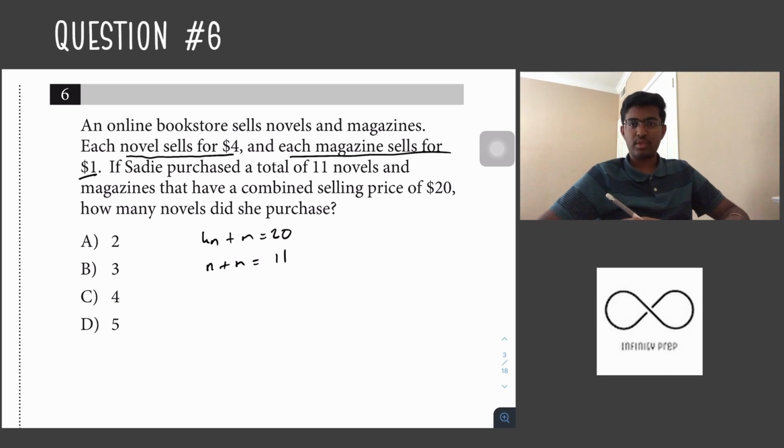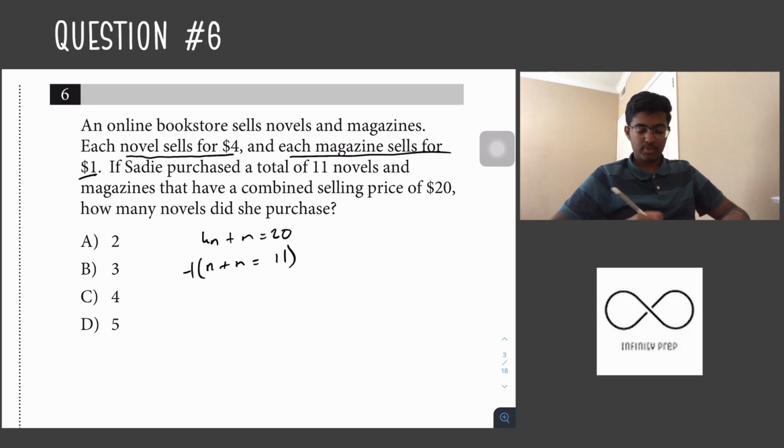Now, to solve this, we need to cancel out one of the variables here. So I'm going to choose to cancel out the M in both equations, because it's going to be very simple compared to multiplying the bottom equation by -4. In order to cancel out the M's here, we need to make one of them negative, so that M minus M equals 0. I'm going to multiply the bottom equation by -1.